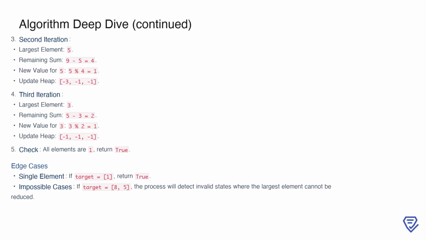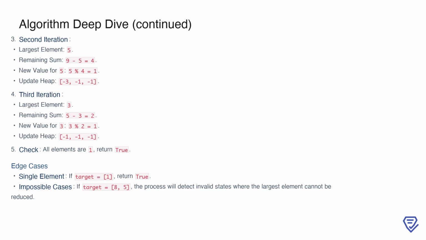In the second iteration, the largest element is 5. Subtracting it from the total sum gives a remaining sum of 4. Using the modulo operation, we reduce 5 to 1 and update the heap to -3, -1, -1. In the third iteration, the largest element is now 3. The remaining sum is 2, and applying the modulo operation reduces 3 to 1. The heap is then updated to -1, -1, -1. At this point, all elements in the heap are 1, so we return true.